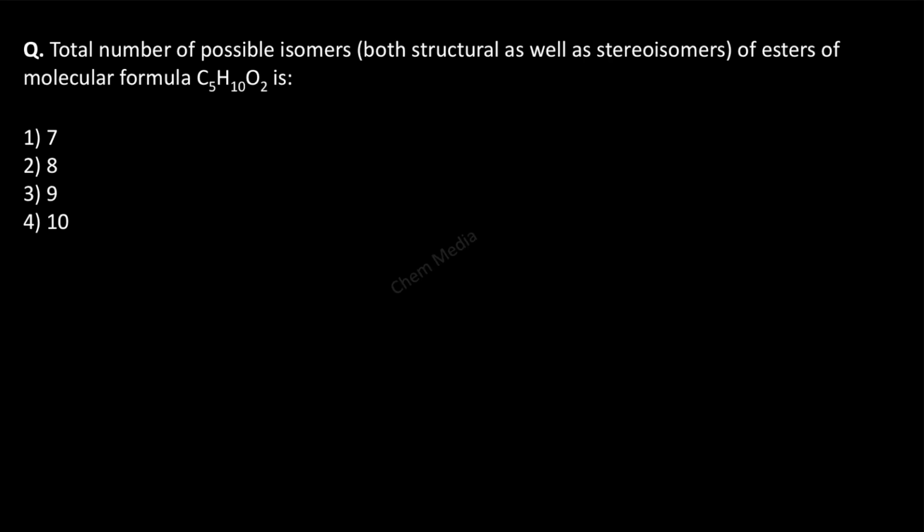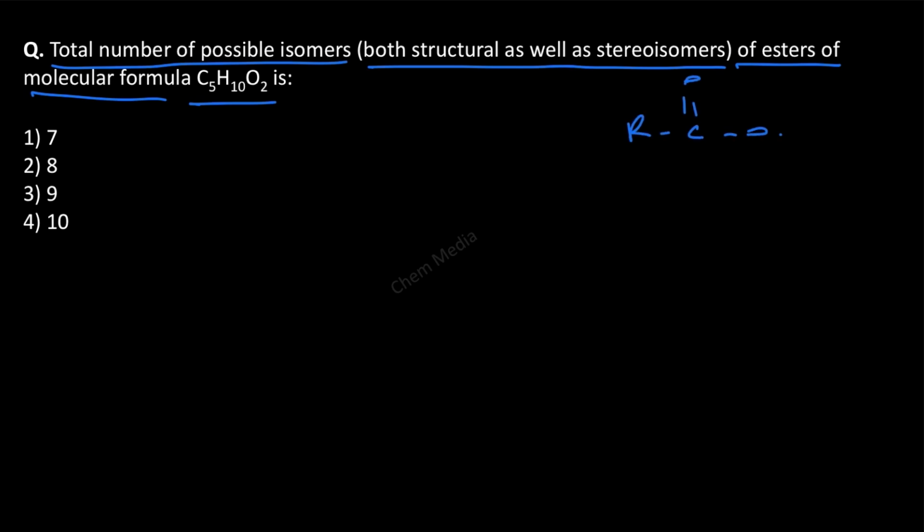Hello everyone, here's a question based on structural and stereoisomers. The total number of possible isomers considering both structural as well as stereoisomers of esters of molecular formula C5H10O2 is how many? We have to write down all the isomers involving ester functional group. So let's do this one by one.